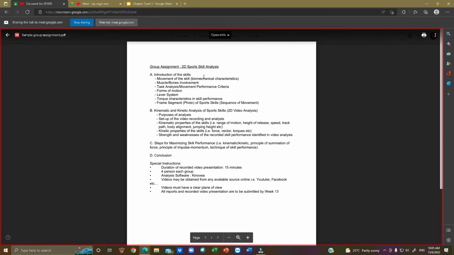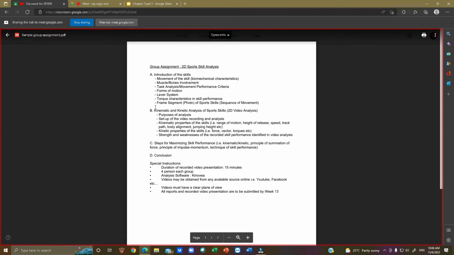this term. You need to talk about movement of the skill, you need to talk about muscles and bone involved in performing the skill, and also joint. You need to talk about mechanical bases, Newton law. You need to talk about anatomical bases, all those plane, sagittal plane, frontal plane, transverse plane, all the movement happen within the plane itself. You need to talk about form of motion, which one is angular, which one is linear. You need to talk about lever and torque. This need to be presented and documented in the first section of your group assignment.